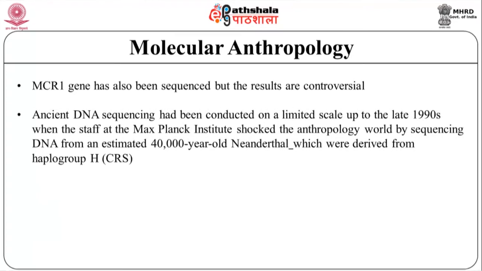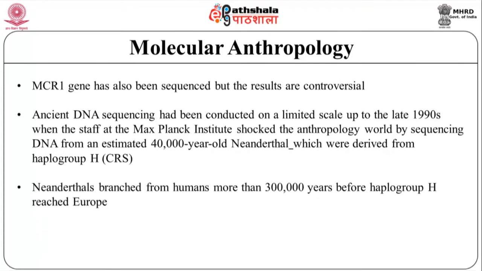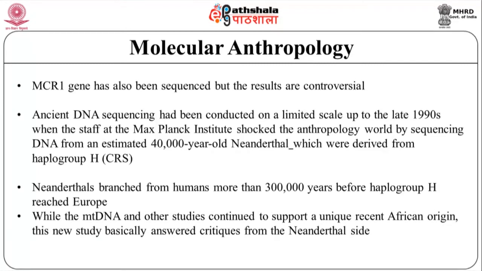Ancient DNA sequencing has been conducted on a limited scale up to the late 1990s, when the staff at the Max Planck Institute shocked the anthropology world by sequencing DNA from an estimated 40,000-year-old Neanderthal, which was derived from haplogroup H. Neanderthal branched from humans more than 300,000 years before haplogroup H reached Europe, while the mitochondrial DNA and other studies continued to support a unique recent African origin. This new study basically answered critiques from the Neanderthal side.